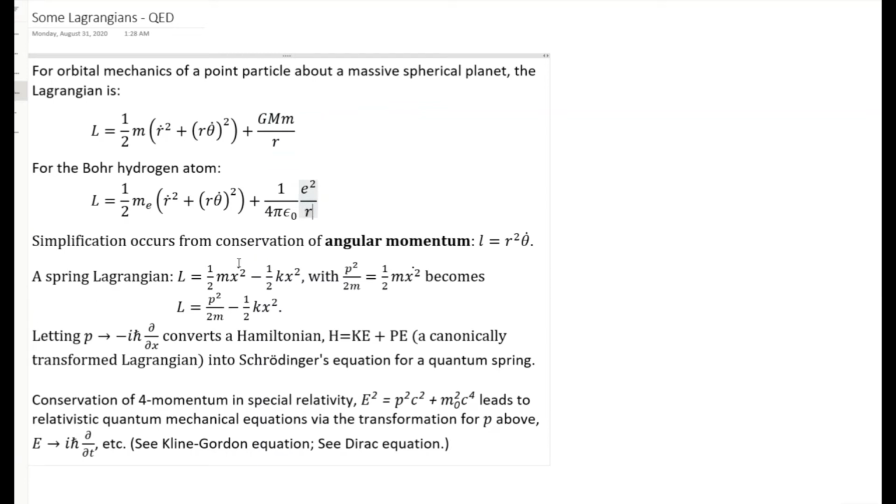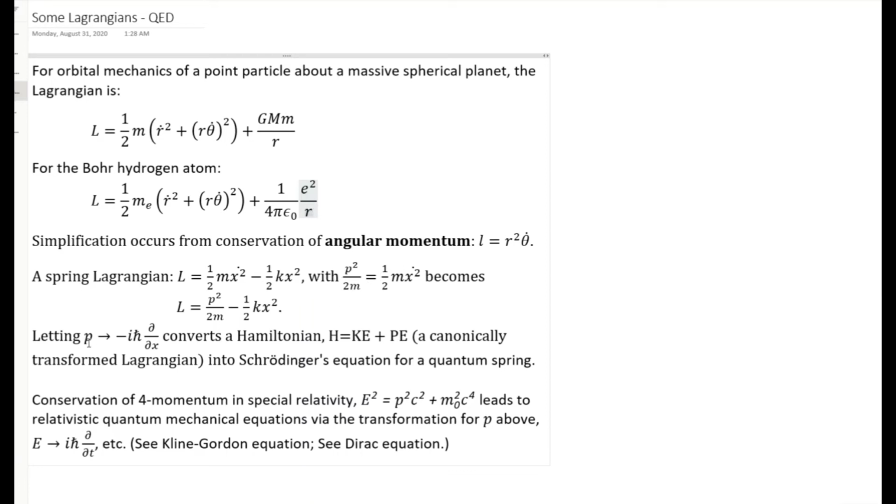Okay, if I had a spring, it'd be 1/2 m x dot squared minus 1/2 k x squared. And let me just replace this formulation of kinetic energy with p squared over 2m. So 1/2 m x dot squared is expressed in momentum as p squared over 2m. And here's how the same Lagrangian, using momentum instead of velocity, would appear. Why have I shown you this transformation right here?